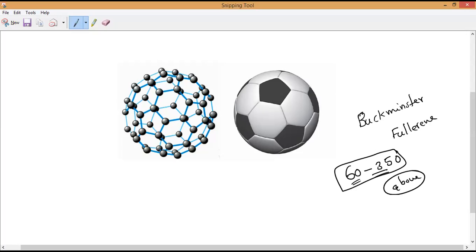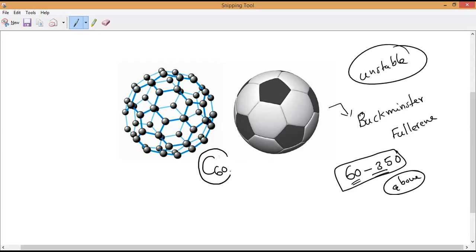Even more atoms can be present, but they are unstable in nature. The most stable form of fullerene is Buckminsterfullerene, which contains the number of carbons, how many guys? How many carbons? 60 to 350? No, that varies, but the most stable fullerene is called Buckminsterfullerene, which is made up of 60 carbons. Do you understand, Sai? Yes, sir. That is what you have to remember.